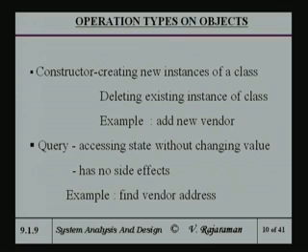For instance, a query is: what is the vendor address? The vendor address is found out by just looking at what is already stored. So data is stored, and so it is data independent. Data independence is one of the most important parts of any object-oriented design, so I need to have data independence. A query accesses a state without changing any value and has no side effects, unlike some subroutines, which have side effects.